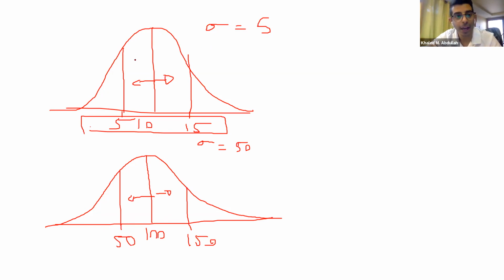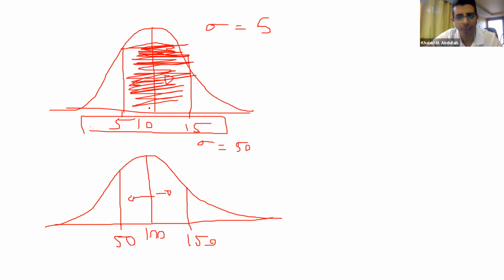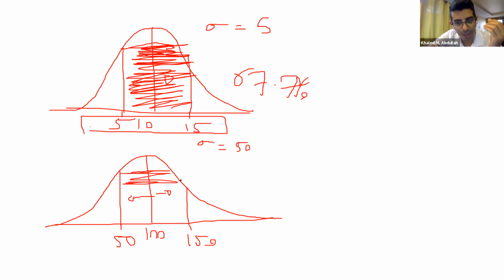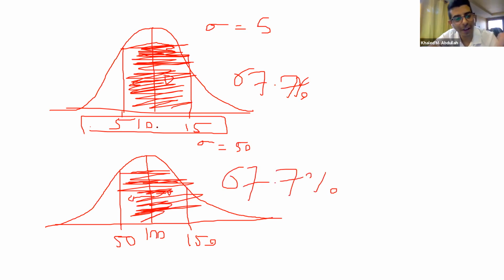Despite them being different, if I check the amount of data between this point and this point, how much of the data is here, how much is it going to be in percentage? It's going to be 67%, right? Yes, because it's the chance. We don't care about the values. Exactly. So again, if I check all the data between all of these points, it's again a 67% chance. So look, despite the values being different, the percentage is the same.